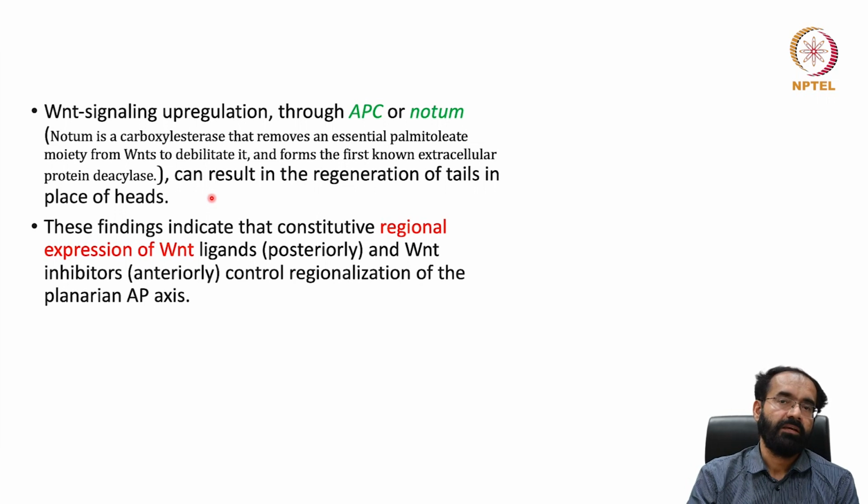This can result in the regeneration of tails in the place of heads. It is the opposite. When Wnt signaling is inhibited, you get heads, but when you favor Wnt signaling by getting rid of the negative regulators of Wnt signaling, you will end up getting the opposite, that is the tail.